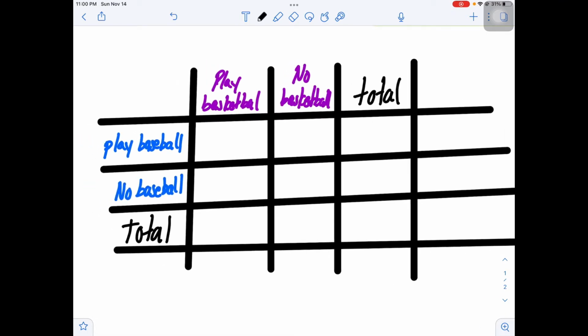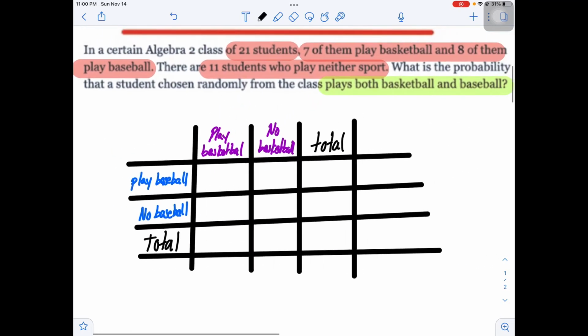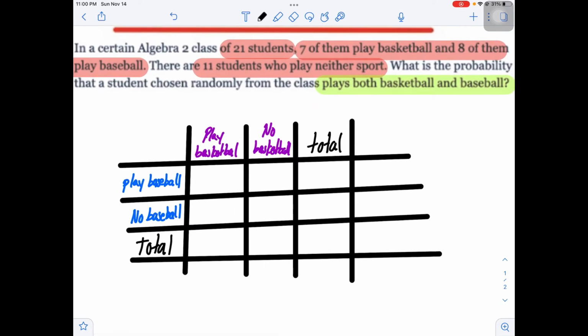Okay? So let us fill in the information that we have. Let's see here. In a certain Algebra 2 class of 21 students, so there are 21 students. So total of 21 students. So this is where the total goes right here. Right? A total of 21 students.